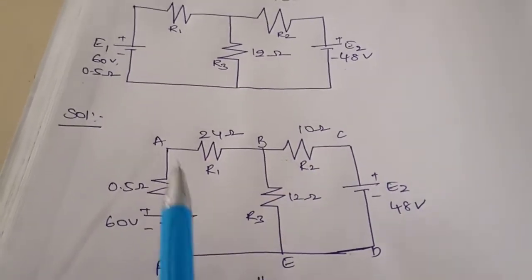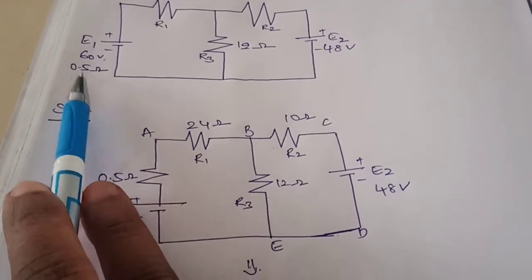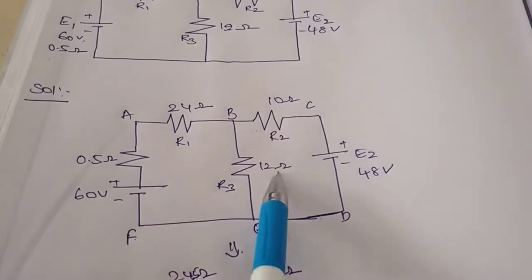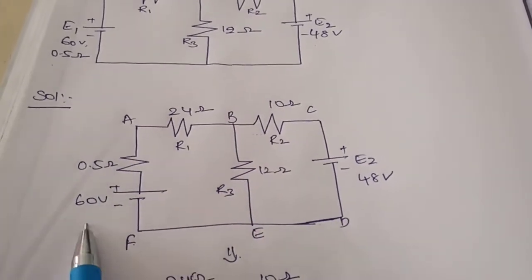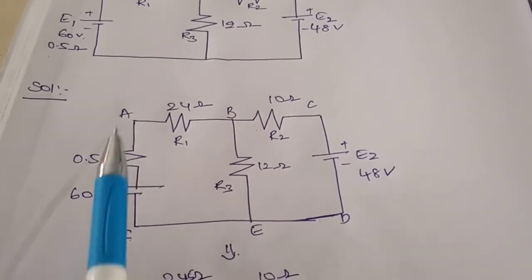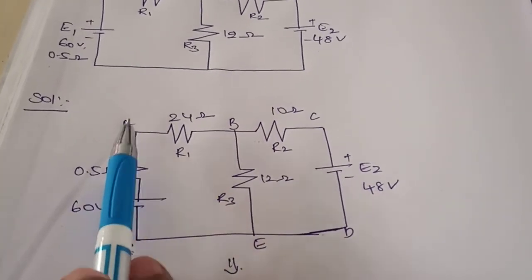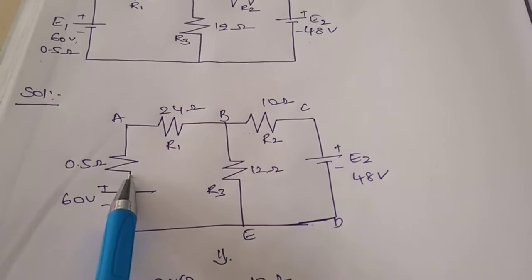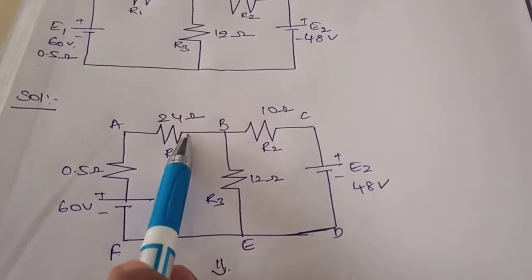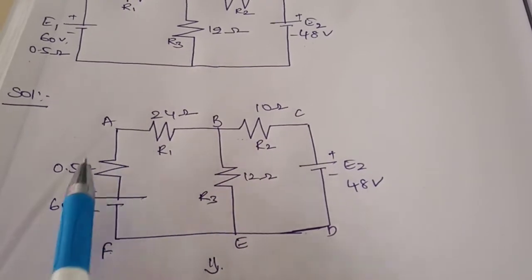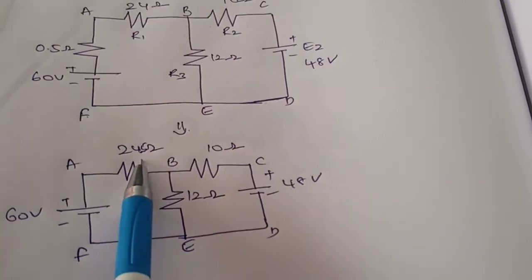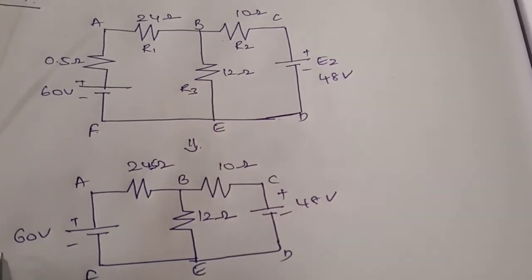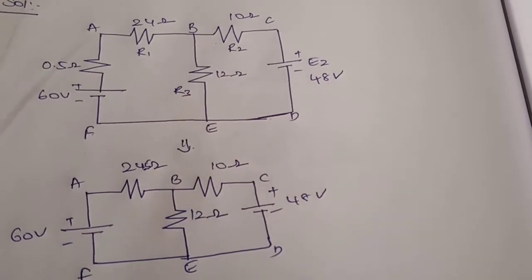Now the figure has been redrawn. The internal resistance, 0.5 ohms, which has been given, we have taken into consideration. 24 ohms, 10 ohms, 12 ohms, and this is 48 volts and this is 60 volts. Now we have to first denote the nodes. We have denoted the nodes as A, B, C, D, E and F, and we have also denoted the internal resistance. From this diagram you can observe that 0.5 ohms and 24 ohms are connected in series. So we can simply add these two resistances, and the resultant becomes 24.5 ohms, and the remaining are 10 ohms and 12 ohms. This is 48 volts, this is 60 volts, and these are nodes A, B, C, D, E and F.